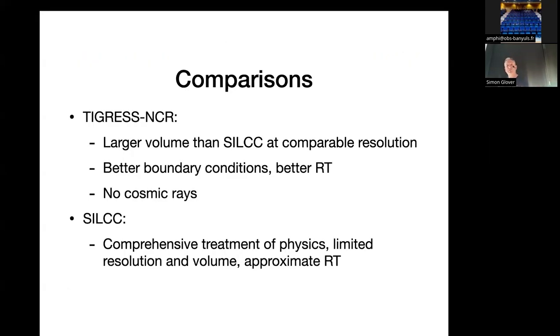Okay, so if we compare these different models, we can get some sense of the trade-offs you have to make. So Tigris does a bigger volume than Silcc at comparable resolution. It does better boundary conditions, it has better radiative transfer, but it doesn't have cosmic rays. Silcc has a more comprehensive treatment of the physics at the cost of doing the radiative transfer in a more approximate way.